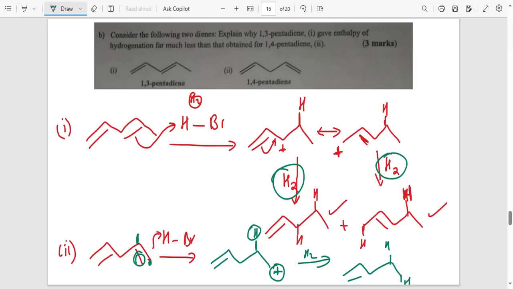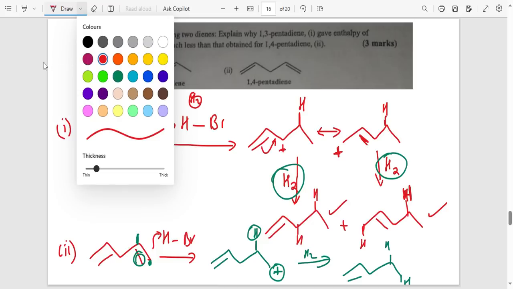So we are getting less enthalpy of hydrogenation for the first one, because it is a conjugated hydrocarbon. A conjugated hydrocarbon will give a lower energy. Look at this. These are conjugated. The meaning of conjugated is they can form resonance structures which are going to be more stabilized.